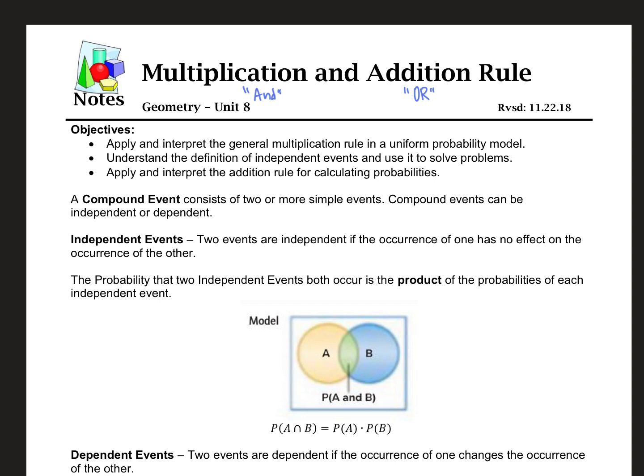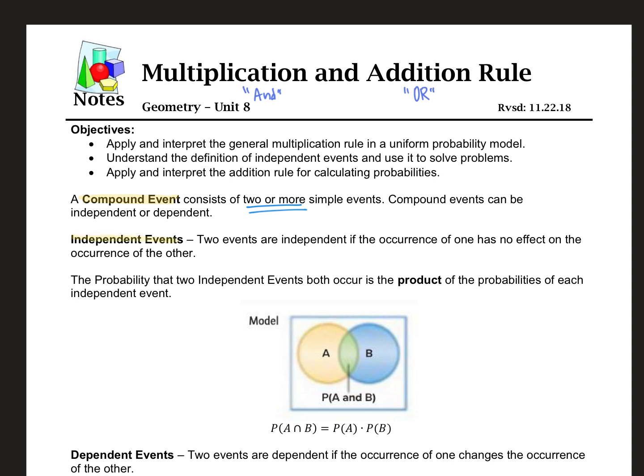So starting off with new vocabulary, a compound event consists of two or more simple events. Compound events can be either independent or dependent of one another. So the key to a compound event is, again, that it is two or more simple events, two or more events occurring.